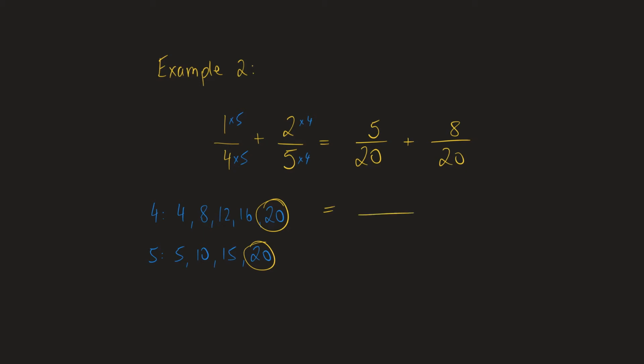So again, when my denominators are the same, that's going to be my answer's denominator. So now I need to add the numerators. 5 plus 8 will give me 13. So my solution to 1 over 4 plus 2 over 5 is 13 over 20.